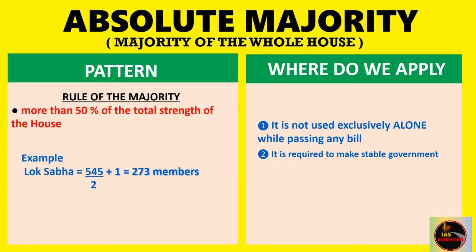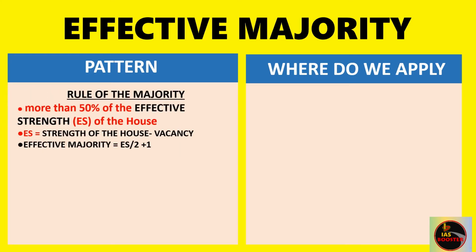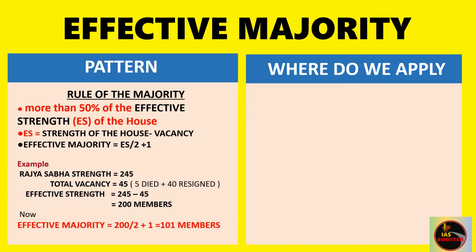Now let's go for the next majority. The next majority is effective majority. Here in the effective majority, the rule is more than 50% of the effective strength of the house. So what is this effective strength? Effective strength is the strength of the house minus vacancies, and effective majority is half of the effective strength plus 1. More than half of the effective strength of the house is what we know as effective majority. Let's take an example and know it more.